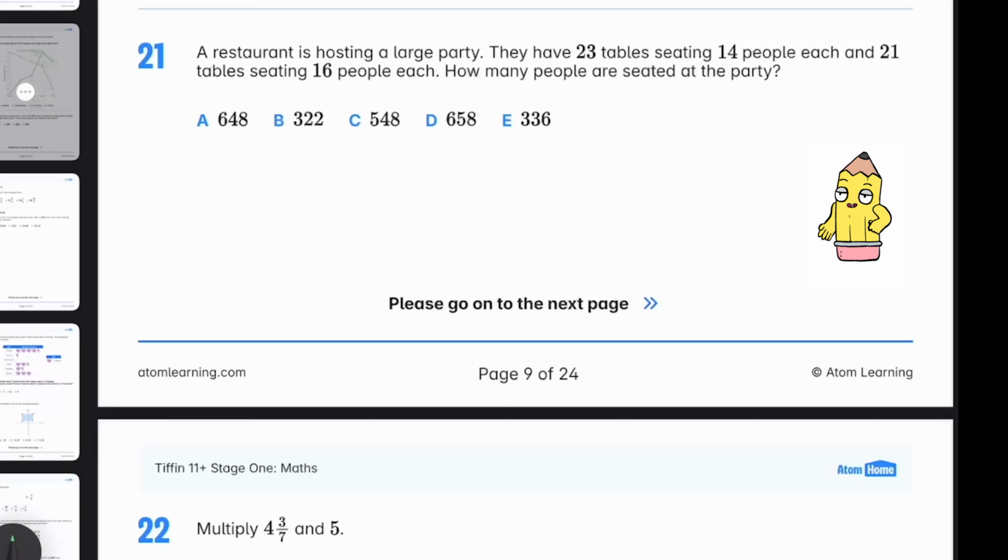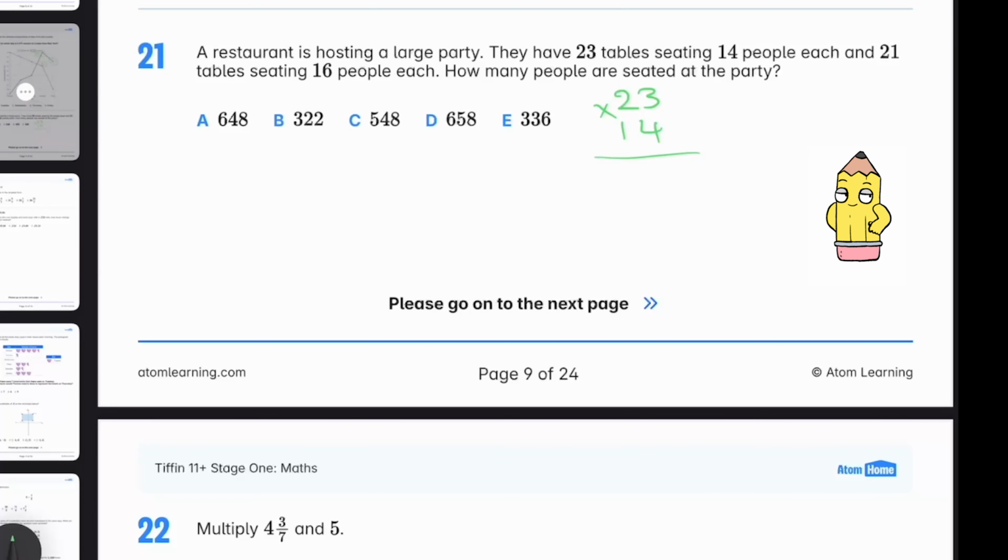Question 21. A restaurant is hosting a large party. They have 23 tables seating 14 people each and 21 tables seating 16 people each. How many people are seated at the party? Now, to solve this problem, we use long multiplication. So we have to go for 23 multiplied by 14.